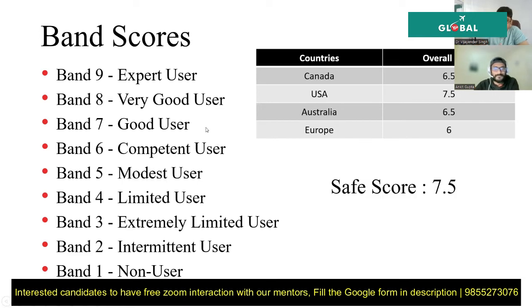Okay. So again, the question arises, what would be the safe score if a student wants to apply anywhere in this world? I would say 7.5 bands should be the safe score. If you have these bands or more than 7.5 bands, you can apply literally anywhere in this world. So if you are preparing for IELTS, you should focus on somewhere around 7 to 7.5 bands.